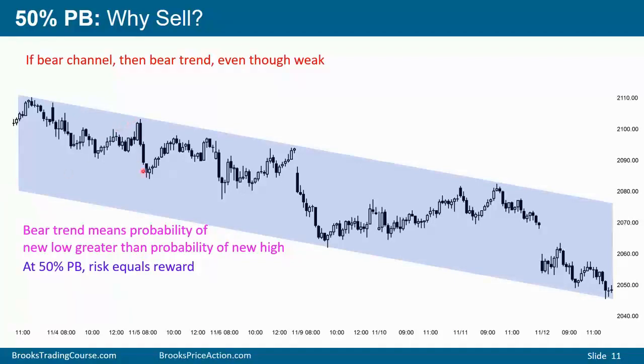If the market sells off and rallies to about 50%, the risk for the bears is to above here, the reward is to down here. Risk equals reward. But it's a bear trend. The probability favors a new low, and therefore, even though the risk is equal to the reward, the probability makes it better to look to sell. It's a positive trader's equation.